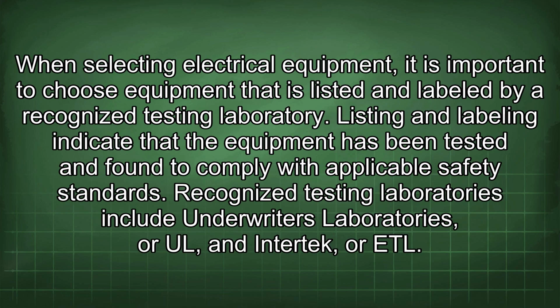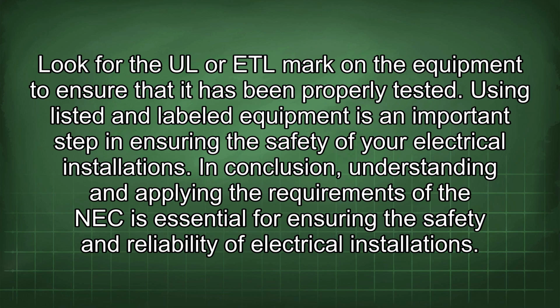When selecting electrical equipment, it is important to choose equipment that is listed and labeled by a recognized testing laboratory. Listing and labeling indicate that the equipment has been tested and found to comply with applicable safety standards. Recognized testing laboratories include Underwriters Laboratories, or UL, and Intertek, or ETL. Look for the UL or ETL mark on the equipment to ensure that it has been properly tested. Using listed and labeled equipment is an important step in ensuring the safety of your electrical installations.